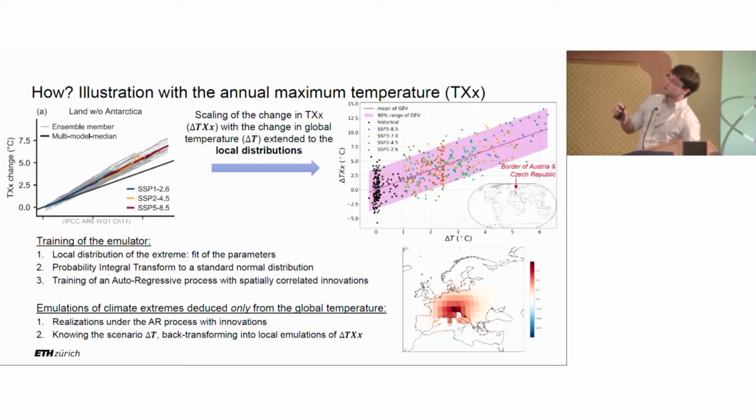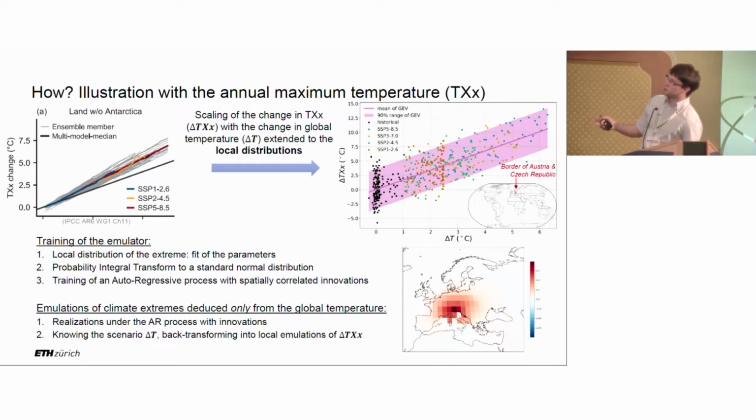What we want to do is to extend that scaling to the local grid cells, and to extend it to the distributions. For instance, the annual maximum temperature is what we call block maxima. Then we can approximate the distribution by a generalized extreme value distribution, GEV. And we can try to see if the location scales linearly, or whether there are more complex evolutions in the location, the scale, and the shape of the distribution.